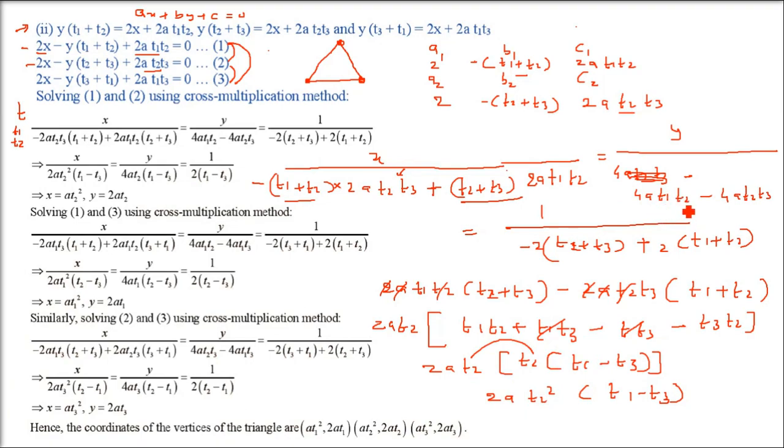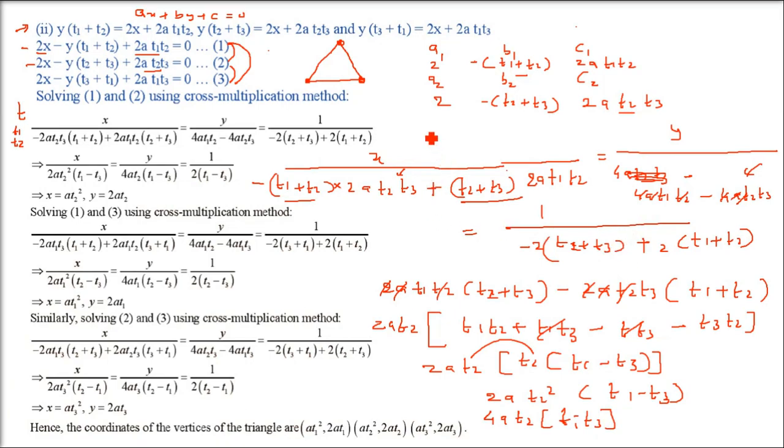Okay. Now this first, you got the denominator of x. Now coming to the denominator of y. 4a T1 T2 minus 4a T2 T3. So you can take 4a T2 common from here, and you get T1 minus T3. So this is the denominator of y.